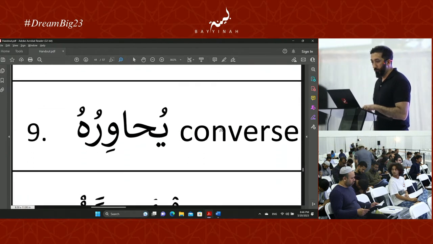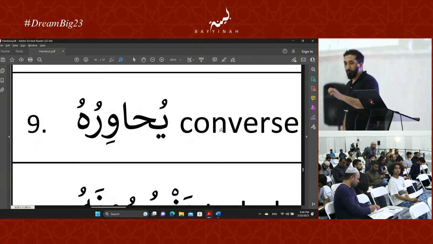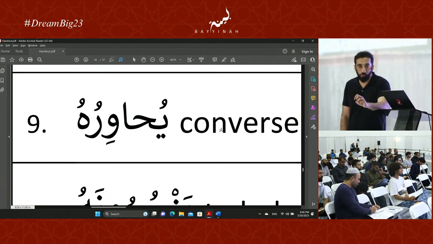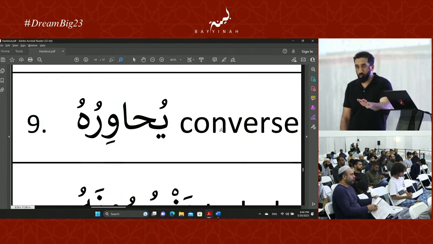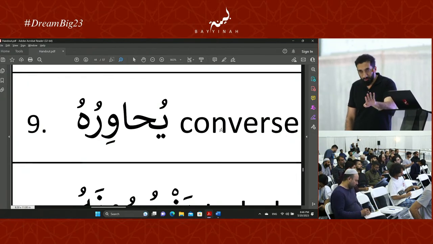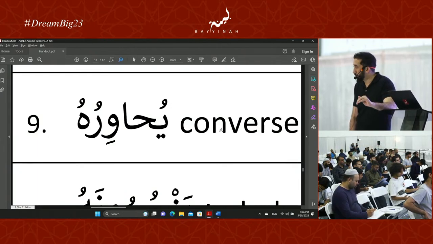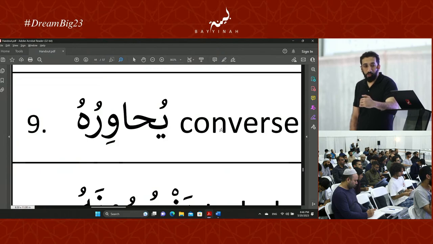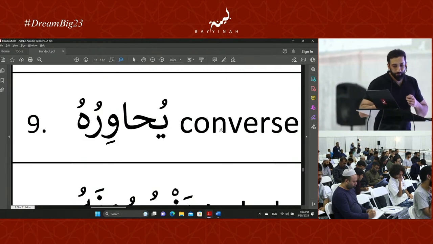Yuhawiruhu in Surah Al-Kahf. فَقَالَ لِصَاحِبِهِ وَهُوَ يُحَاوِرُهُ أَنَا أَكْثَرُ مِنْكَ مَالًا وَأَعَزُّ نَفَرًا. Yuhawiruhu, who converses with who, is the question. What's the thing to be ignored here? So we'll leave that aside. Yuhawiru means the ya beginning tells you who's the doer. He converses with who? He converses with him.